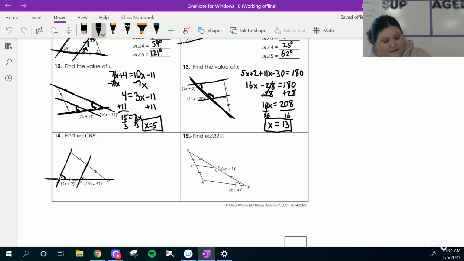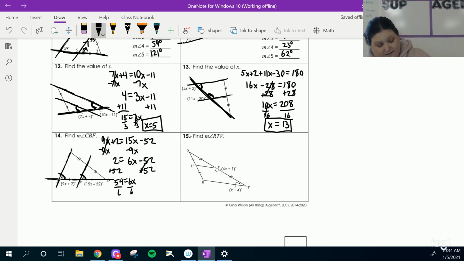So these two angles are corresponding angles, which means that they're equal. So I have 9x plus 2 is equal to 15x minus 52. So we're going to subtract 9x from both sides. So I get 2 equals 6x minus 52. We're going to add 52 on both sides, and we get 54 is equal to 6x. Divide by 6 on both sides, and we get x equals 9.